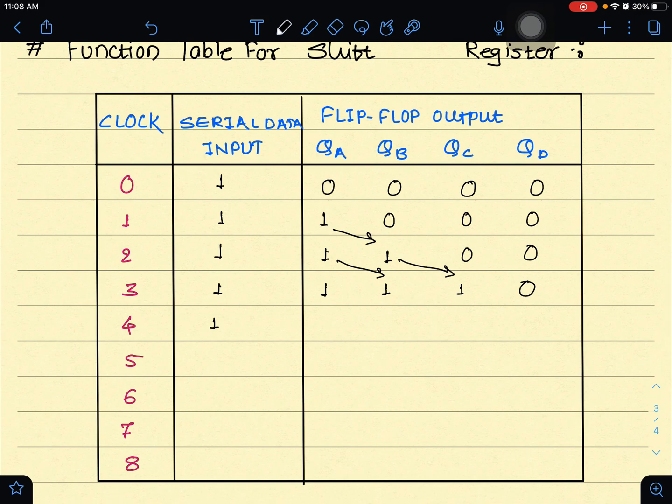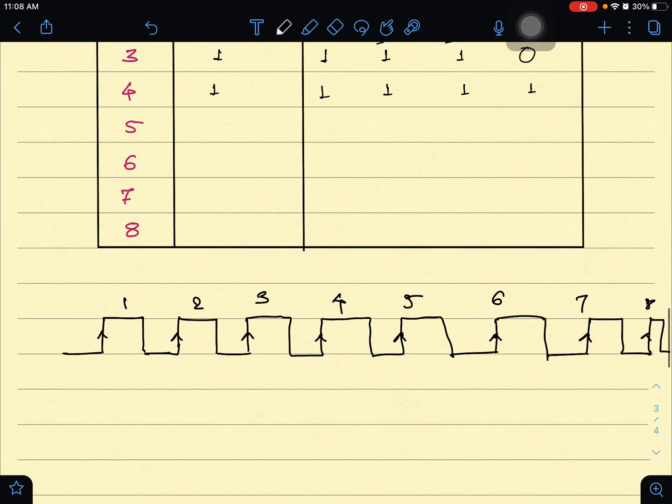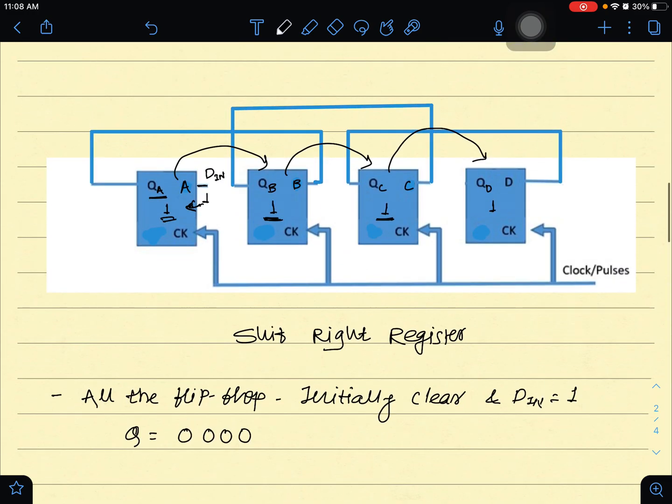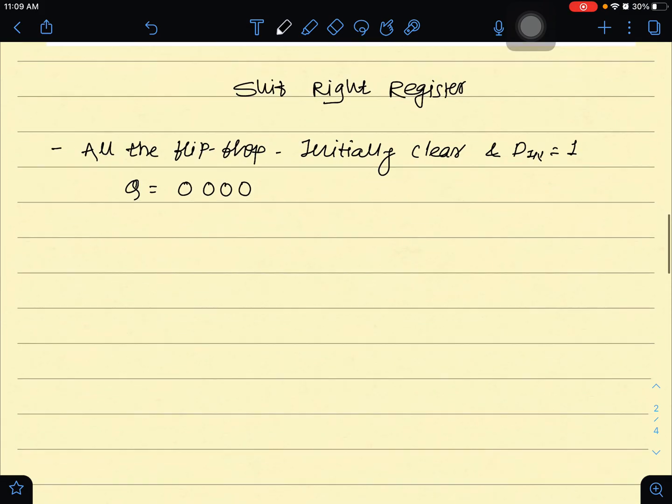That means at the fourth clock pulse, the data will be 1 1 1 1. Now goes with the zero pulse. What happens at the fifth one? At the fifth one, the data will be zero. That means this one is zero. This data will be stored here.